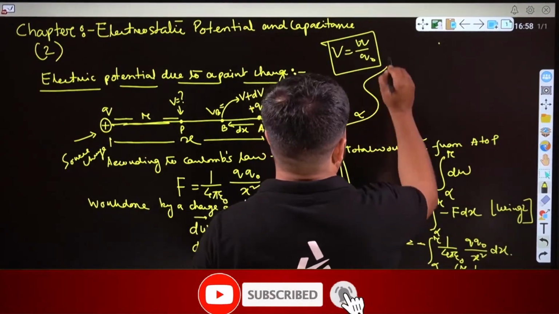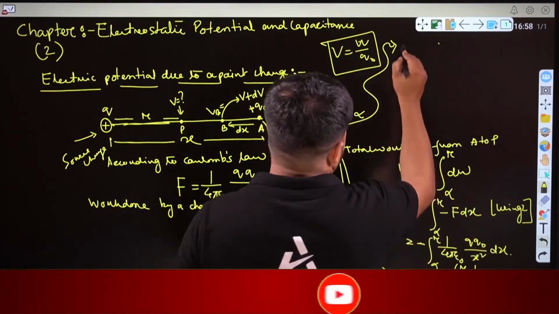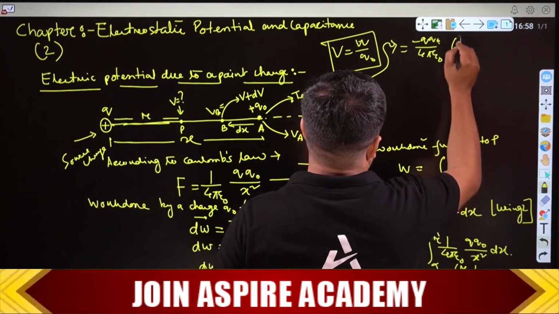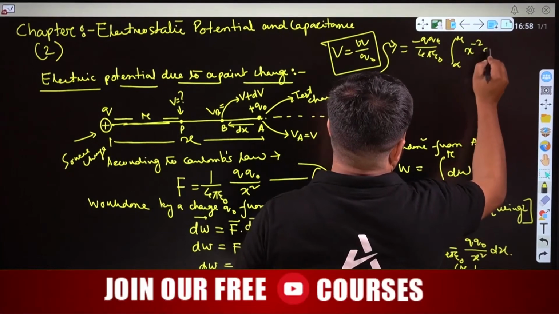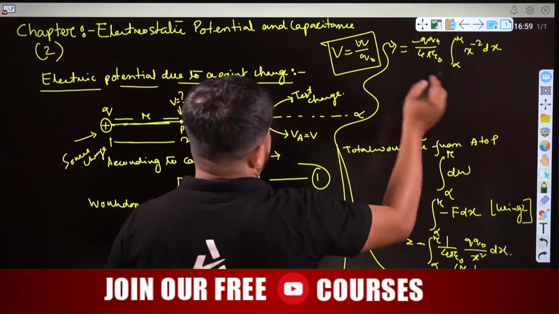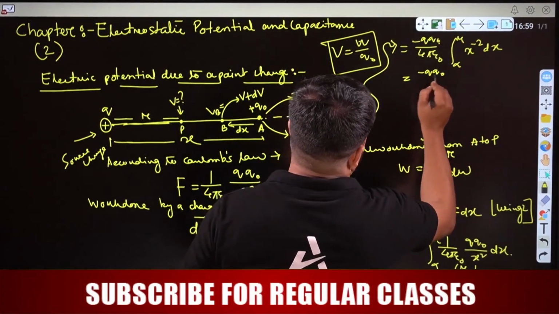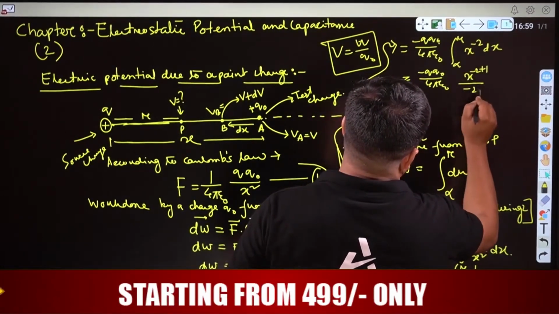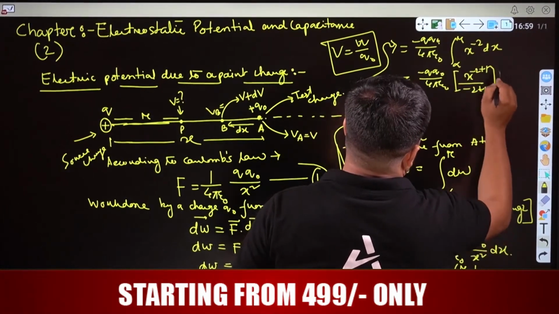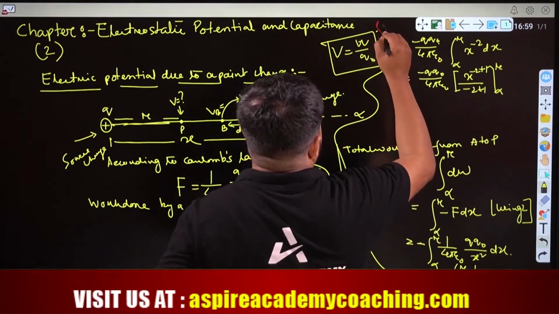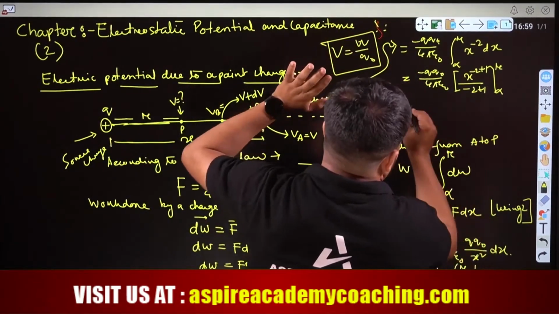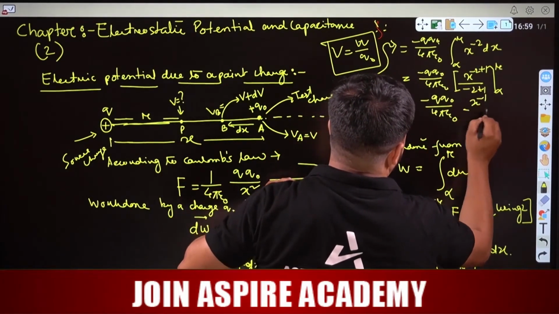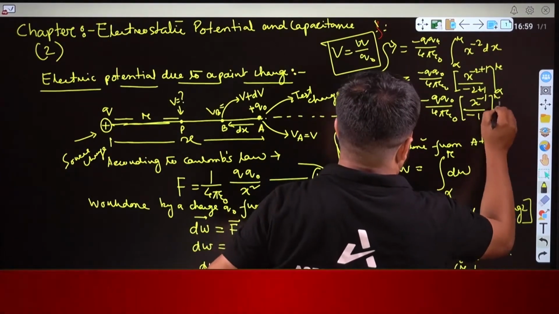Next is minus q naught by 4 pi epsilon naught, integral from infinity to r of x to the power minus 2 dx. One formula is there. Minus q naught by 4 pi epsilon naught times x to the power minus 2 plus 1 divided by minus 2 plus 1, from infinity to r. So minus q naught by 4 pi epsilon naught times x to the power minus 1 divided by minus 1, from infinity to r.